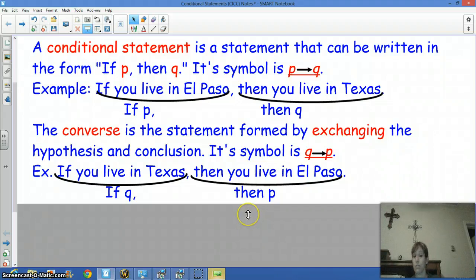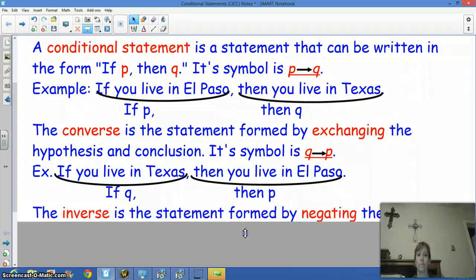Now you and I both know that that's not necessarily true, and we can come up with a counterexample like we talked about yesterday, which would be if you live in Texas, then you live in Palestine, or then you live in Austin or Dallas or wherever. Alright, so let's keep going.